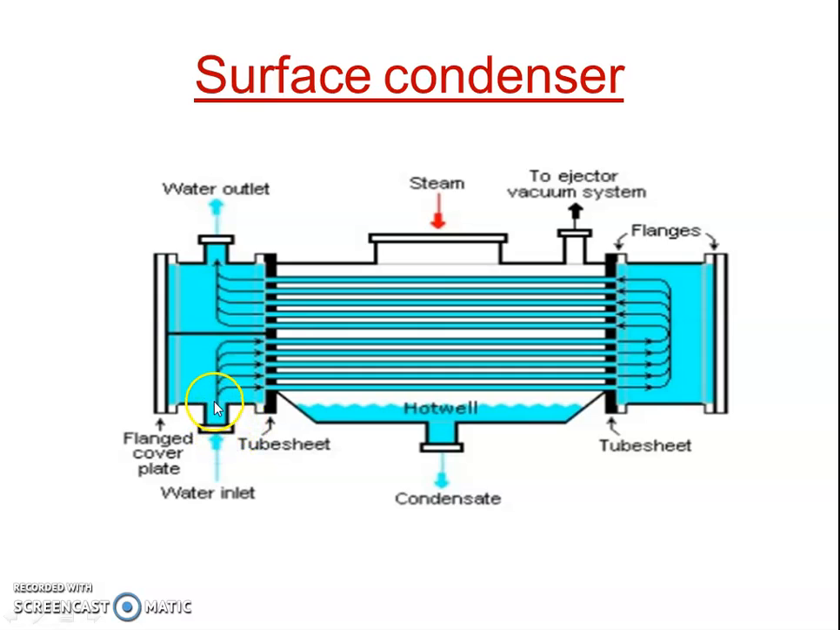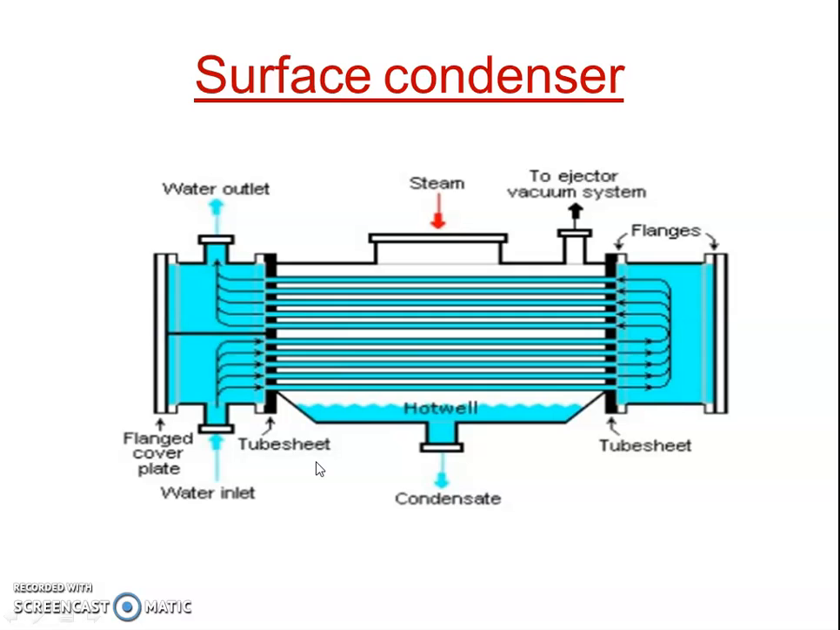and is sent through the tubes. So what happens? The condensation takes place. The cooling water carries the heat from the steam and goes out at the top of the condenser. At the same time, the condensate is collected at the bottom of the condenser and sent to the boiler with the help of a pump. This is the simple working function of the condenser.